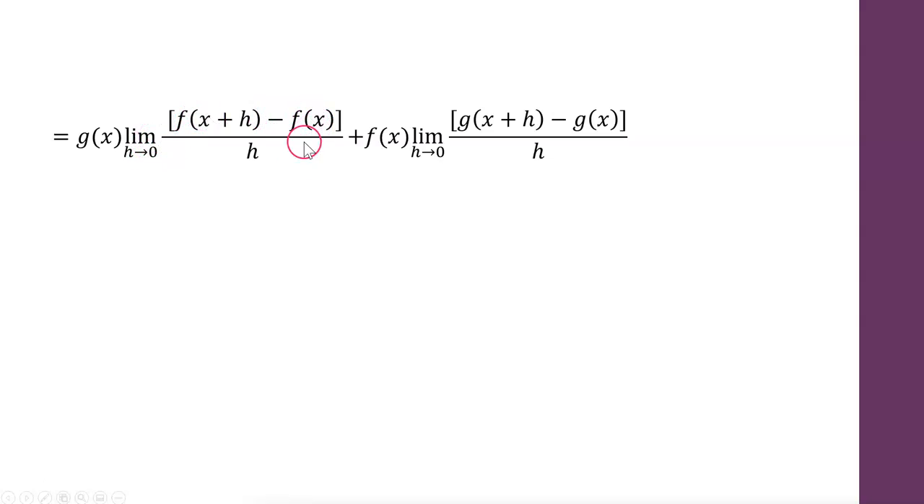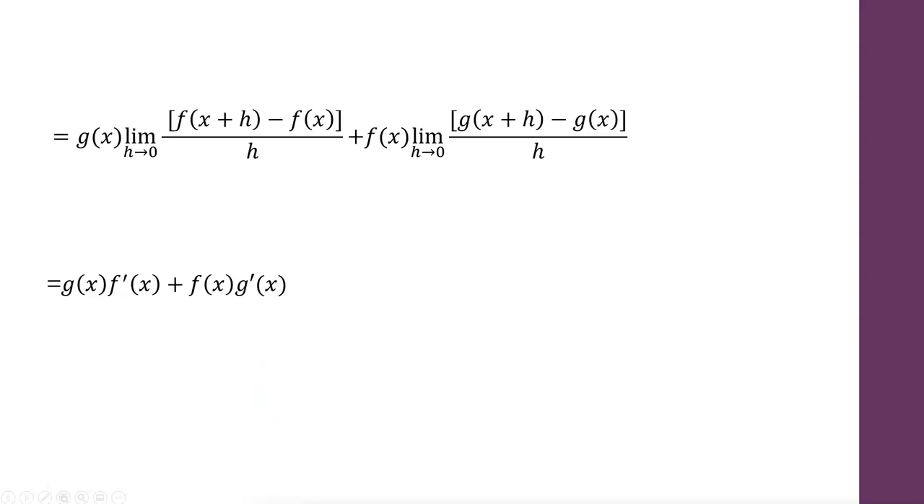And the remaining parts, f of x plus h minus f of x over h, as the limit h goes to 0, is the derivative, f prime of x. That's the definition of the derivative. And this part is the definition of the derivative of g of x. So what we are going to end up with is g of x f prime of x plus f of x g prime of x, which basically is what the product rule says. Maybe just a different order, but it's the same formula.